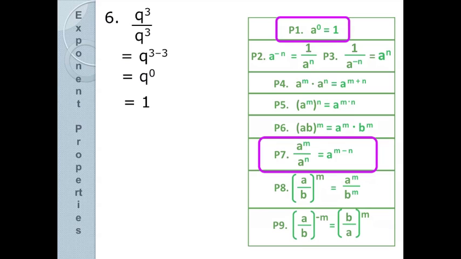But take a look at the beginning problem. Q to the third over q to the third. Anything divided by itself equals 1.